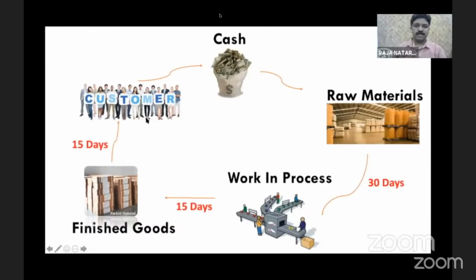Then I identify a customer. Customer purchased my goods, but the customer is saying he will pay me after 30 days. So 60 plus 30, 90 days. So the cash I have invested in raw material will come back to me after various stages, after various further investments, on the 90th day only.